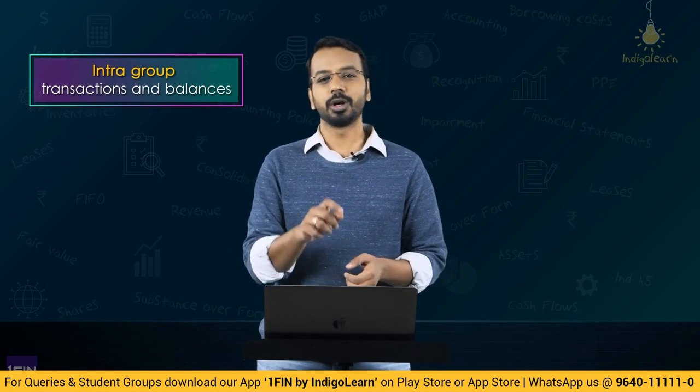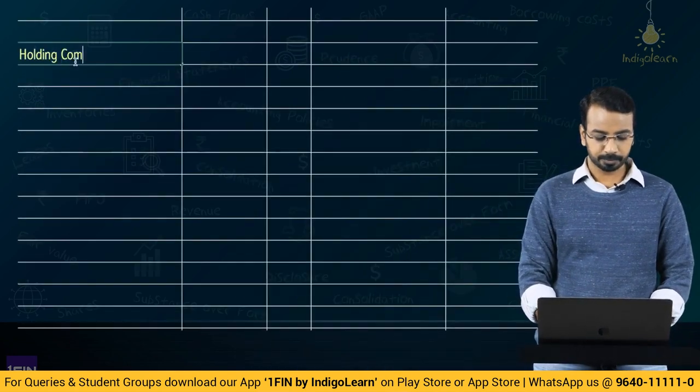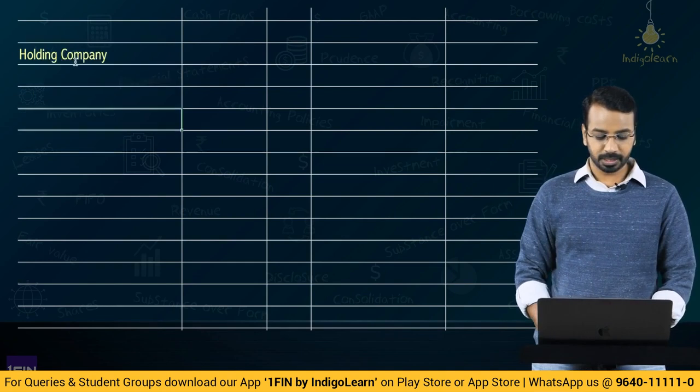Let's now move on to the next topic and understand what happens to the intra-group transactions and balances. Now here we'll take an example of a consolidation and see what we do with intra-group transactions and what we do with intra-group balances. First thing, if you remember the basics around consolidation, you would understand that the intra-group balances should be eliminated. So, say for example, there is a holding company and there is a subsidiary company.